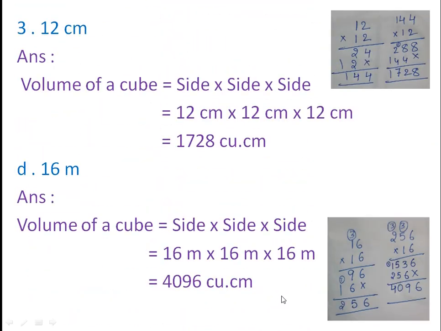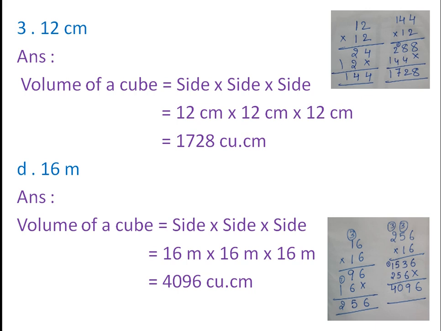Okay. Next, third problem, 12 centimeters. Here also calculate the volume of the cube. First write down the statements and also write down the formula for the volume of the cube. Side multiplied with side multiplied with side, and also write down the side values. Here, see here, calculation is there. 12 multiplied with 12 is 144, and 144 multiplied with 12, we will get 1728 cubic centimeters is the answer for this problem.